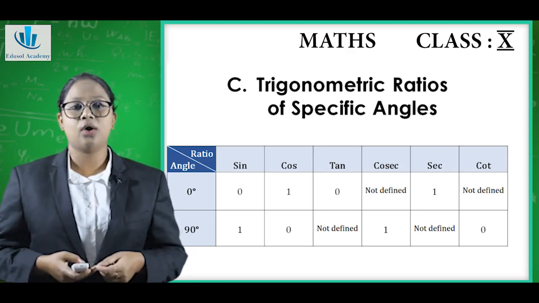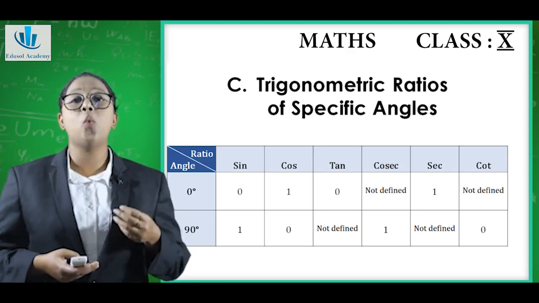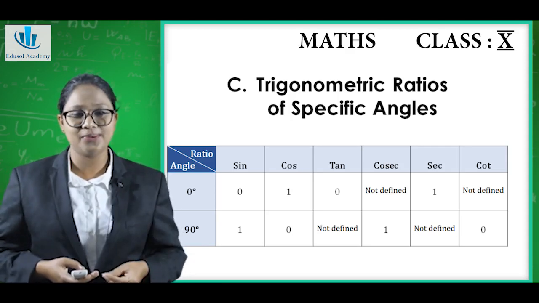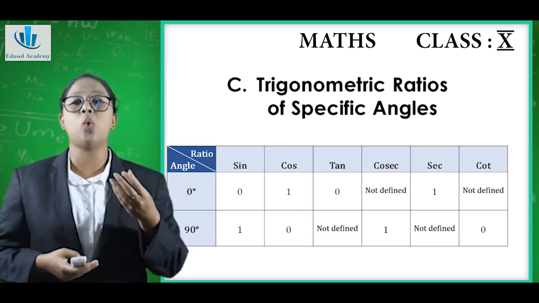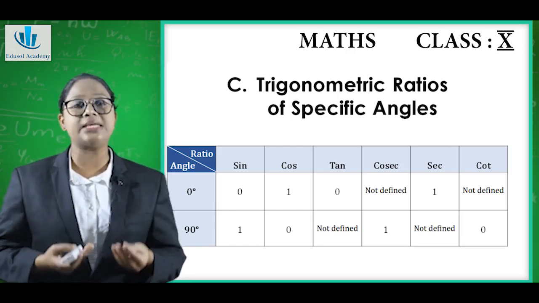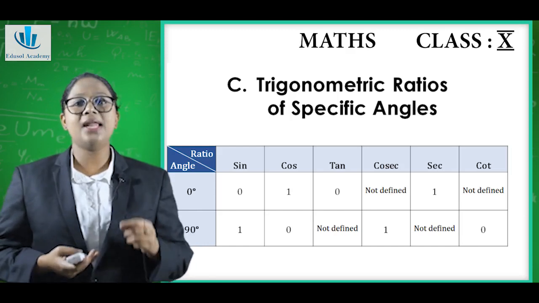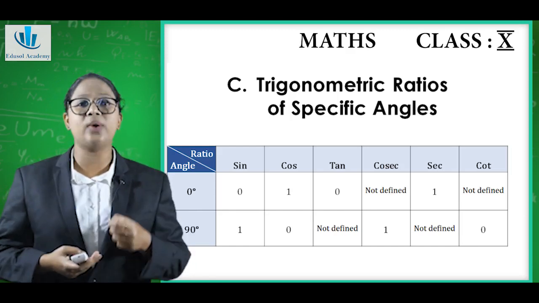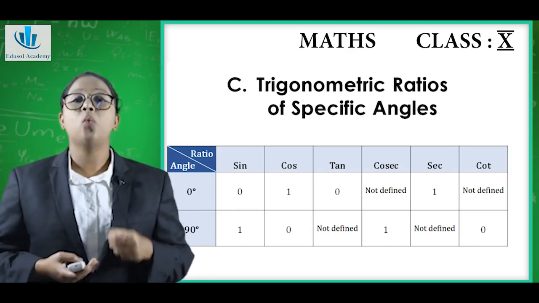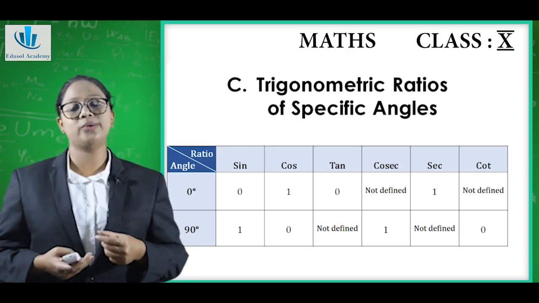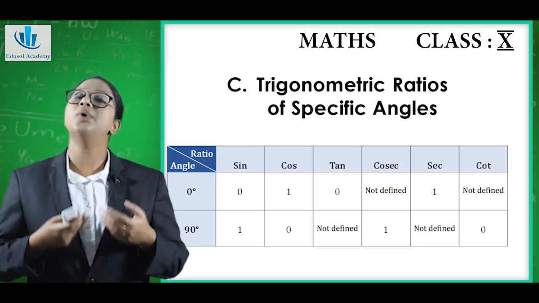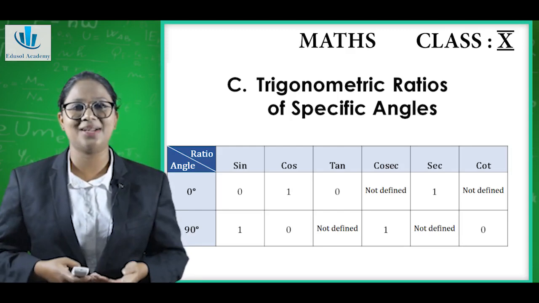Similarly, sec 0 can be written as 1 by cos 0. So 1 by cos 0 is 1 by 1, so sec 0 is equal to 1. Now sec 90 is equal to 1 by cos 90. What is cos 90? 0. So 1 by 0 is equal to infinity, not defined.